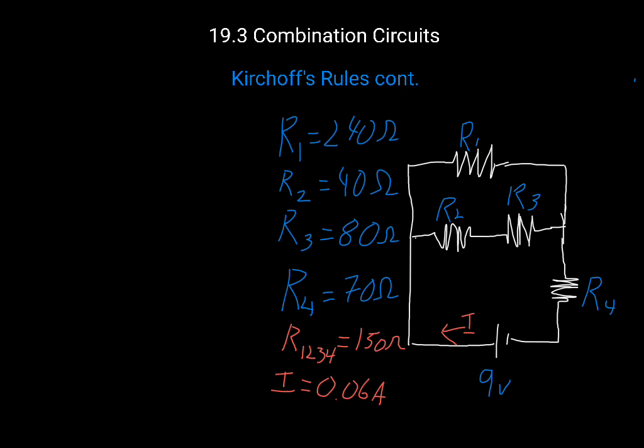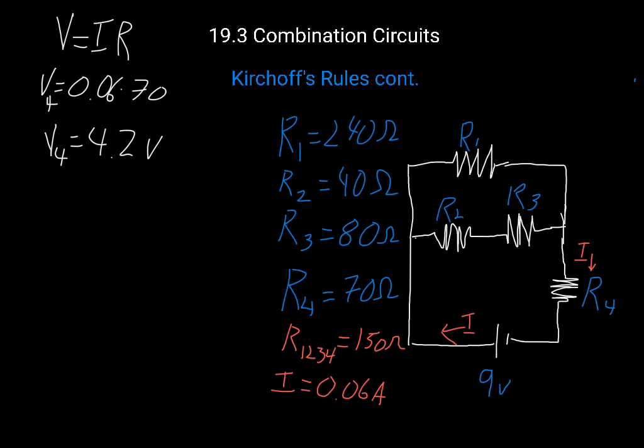And we don't know what those ratios are, but we know that that split, they're going to recombine back together when they cross across R4. So we know that the current going through R4 is going to be the same as the current leaving the battery of 0.06. So we can figure out the voltage drop across R4. V equals IR, we have I, we have R. We calculate that V4 is equal to 4.2 volts.